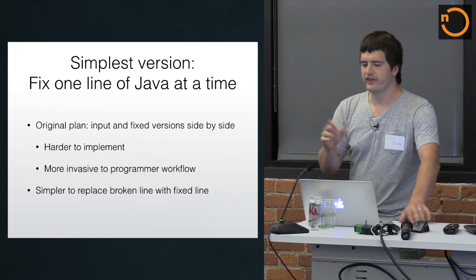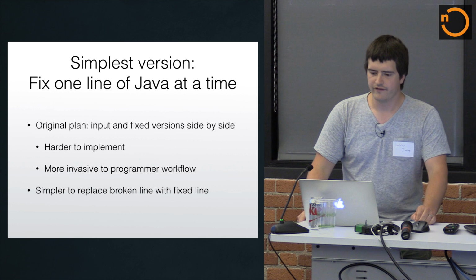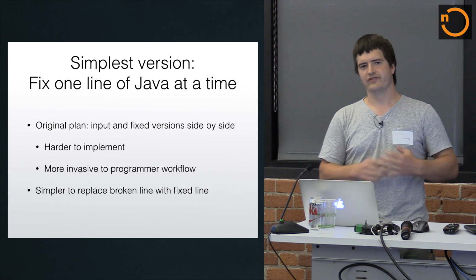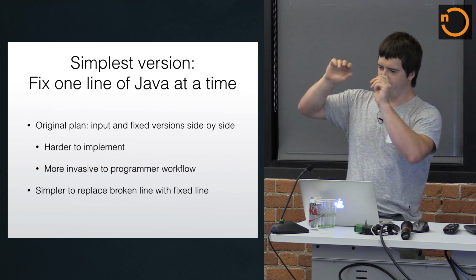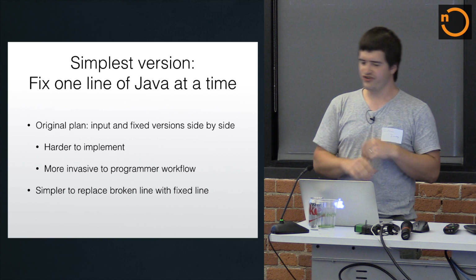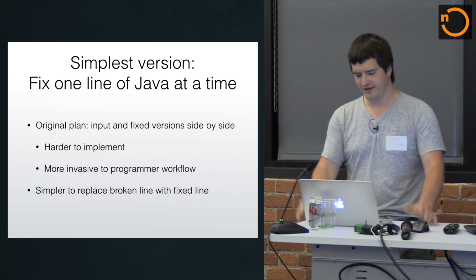The simplest version of this idea that we managed to boil it down to is fix one line of Java at a time. Originally we had this grand plan of a fuzzy pseudocode on the left and perfect Java on the right, and you could edit either side and it'd be great. That's just really hard to implement. It breaks programmer workflow. What would you check in?